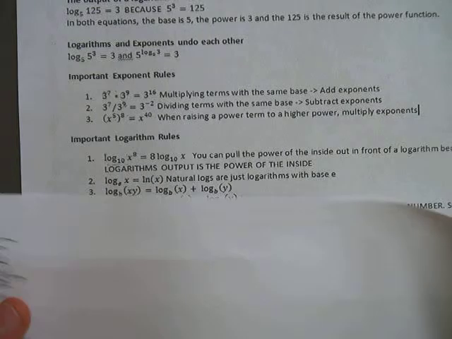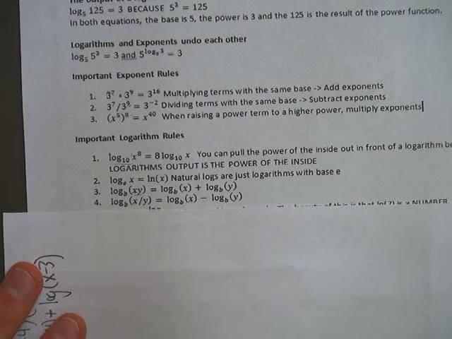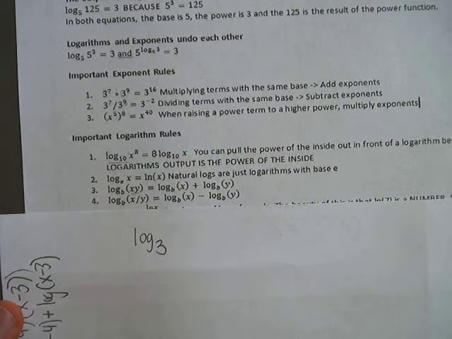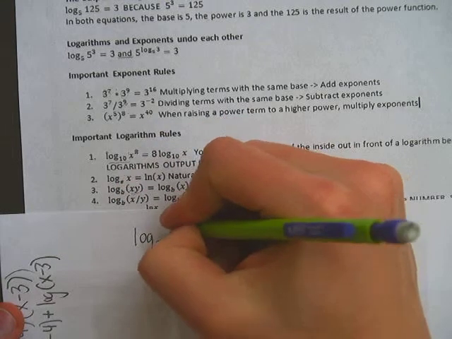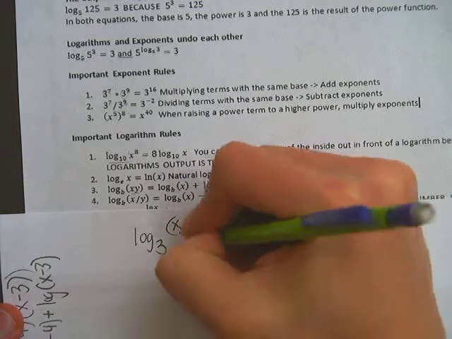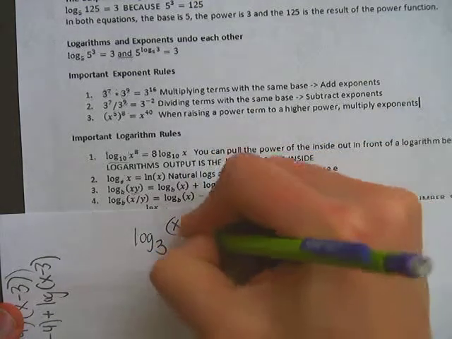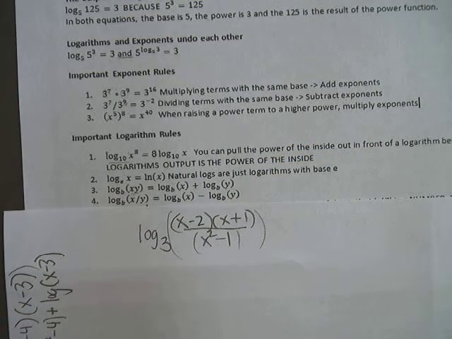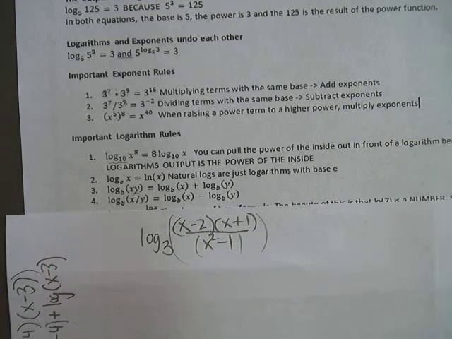All right, now when we divide on the inside, we just subtract on the outside. So let's do a combo problem. Let's do log base 3. Again, the base doesn't matter as long as it's consistent throughout the problem. Let's do x minus 2 times x plus 1 over x squared minus 1. And I can rewrite this all in terms of multiple logarithms, which is something we're going to do a lot because it's super useful in integrals and derivatives of logarithms. It's way easier to just deal with a bunch of little expressions than deal with one big mess of a problem.